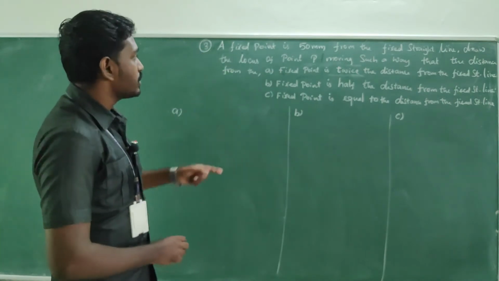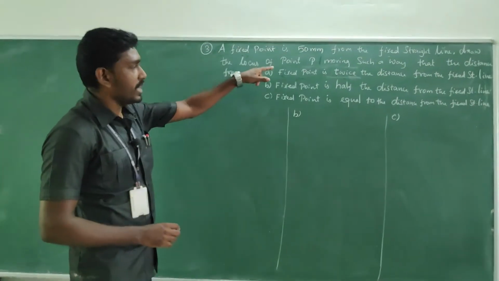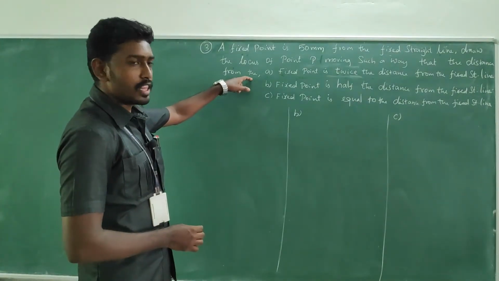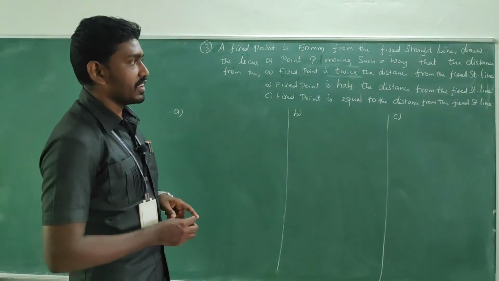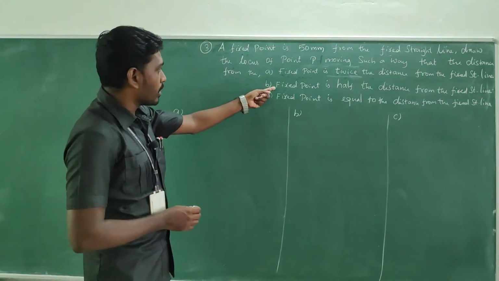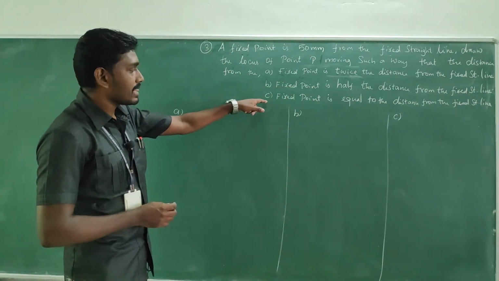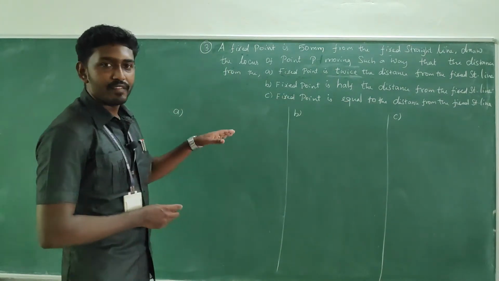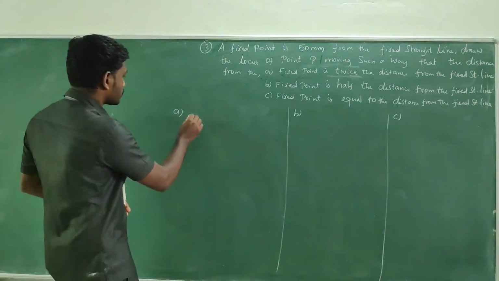A fixed point is 50 mm from the fixed straight line. Draw the locus of point P moving in such a way that the distance from the fixed point, first condition, is twice the distance from the fixed straight line. Second one, the distance from the fixed point is half the distance from the fixed straight line. Third one, the distance from the fixed point is equal to the distance from the fixed straight line. So we shall start with the first one.